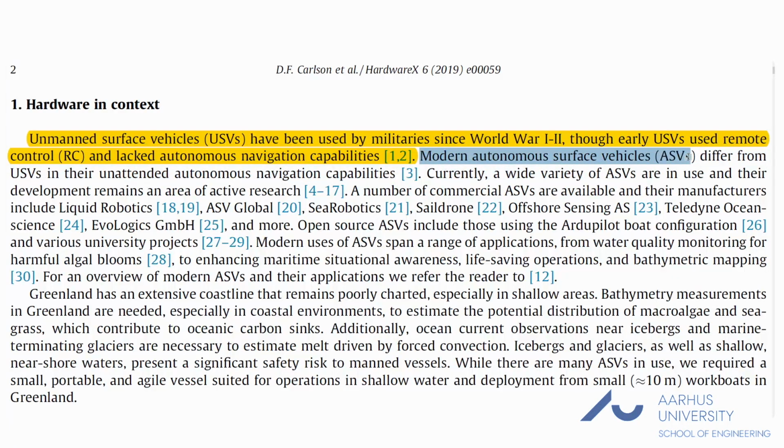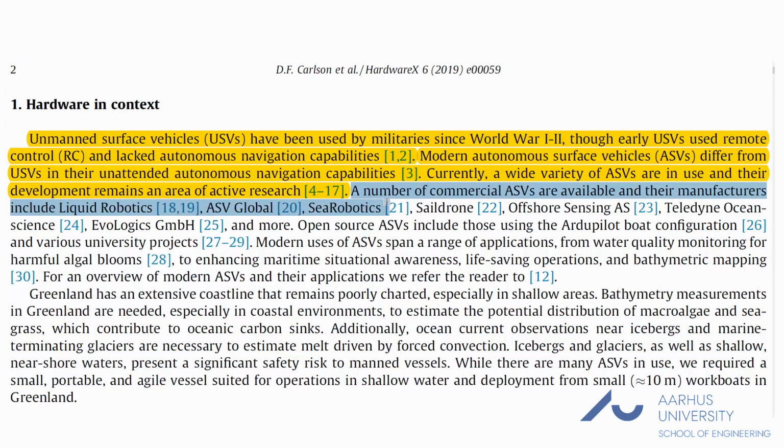Modern autonomous surface vehicles differ from USVs in their unattended autonomous navigation capabilities. Currently, a wide variety of ASVs are in use, and their development remains an area of active research. So what we are doing here is setting the scene, establishing the territory, and telling the reader, okay, where are we in the world, in very few sentences.